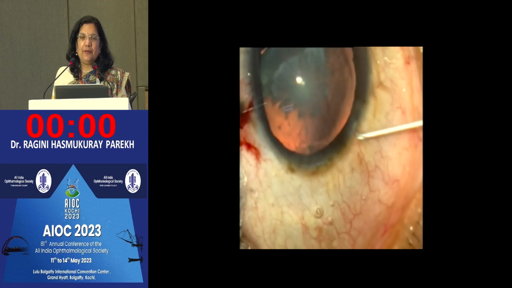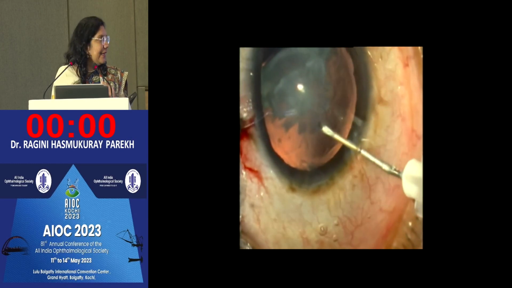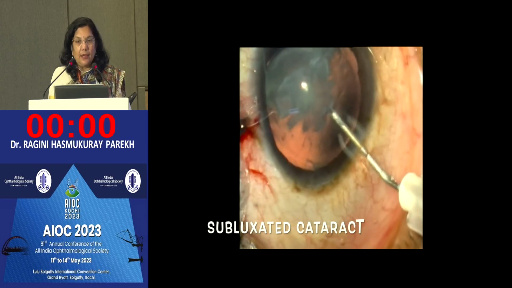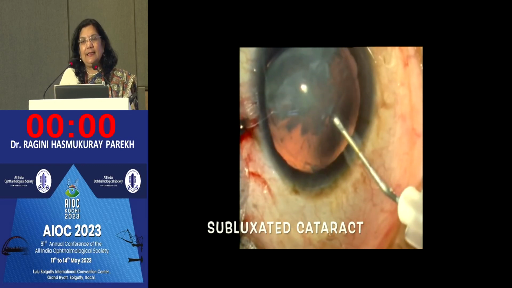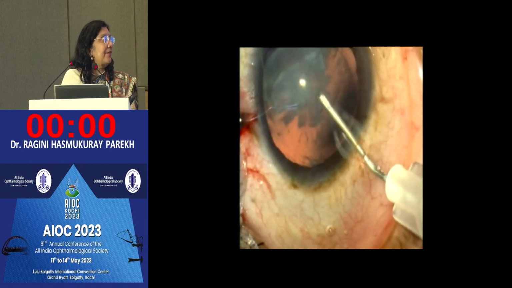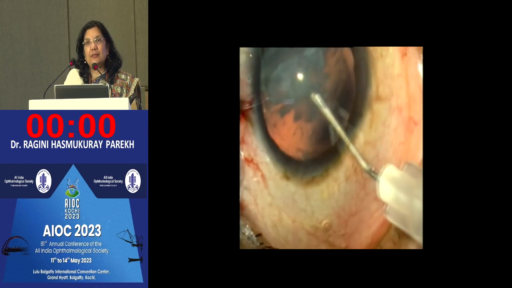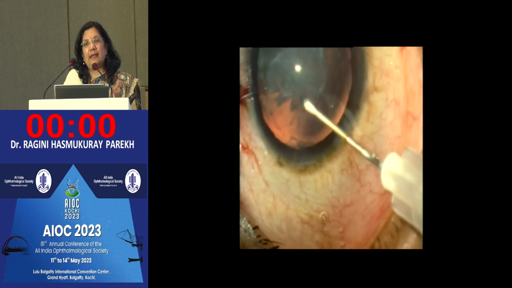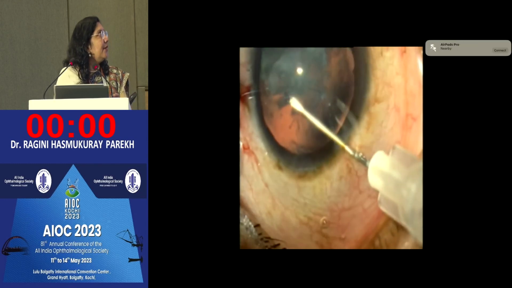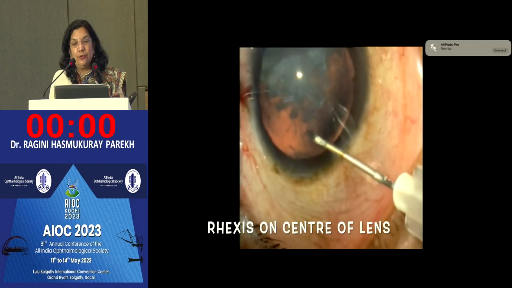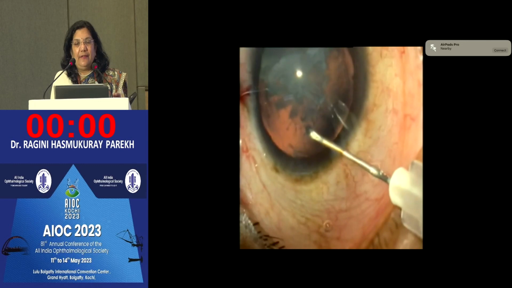As you can see over here, this is a traumatic cataract. This is a subluxated cataract, and you can see the rosette very well over here, which is an indicator of the trauma and the subluxation. And to do the rhexis is very, very important.